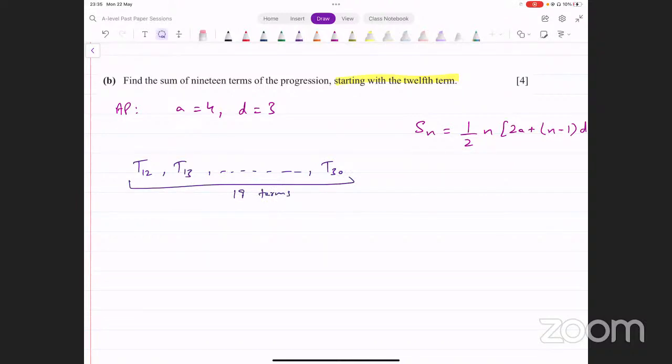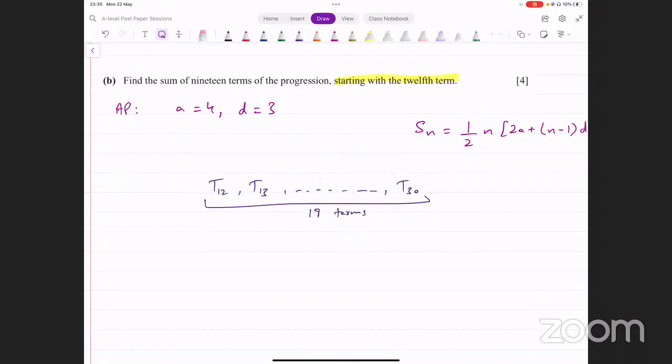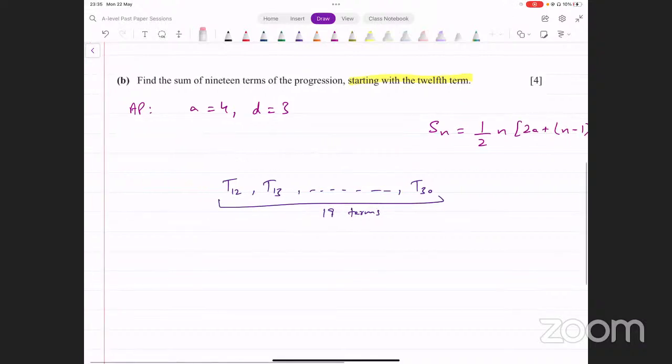Now, one way of thinking about this is that we find the 12th term. 12th term find कर ले, और फिर we treat that as the first term of this progression. Difference तो 3 रहेगा ना. 12th term को हम first term treat करें और difference हम 3 रखें, और फिर हम उस पे sum formula लगा दें with n equal to 19.